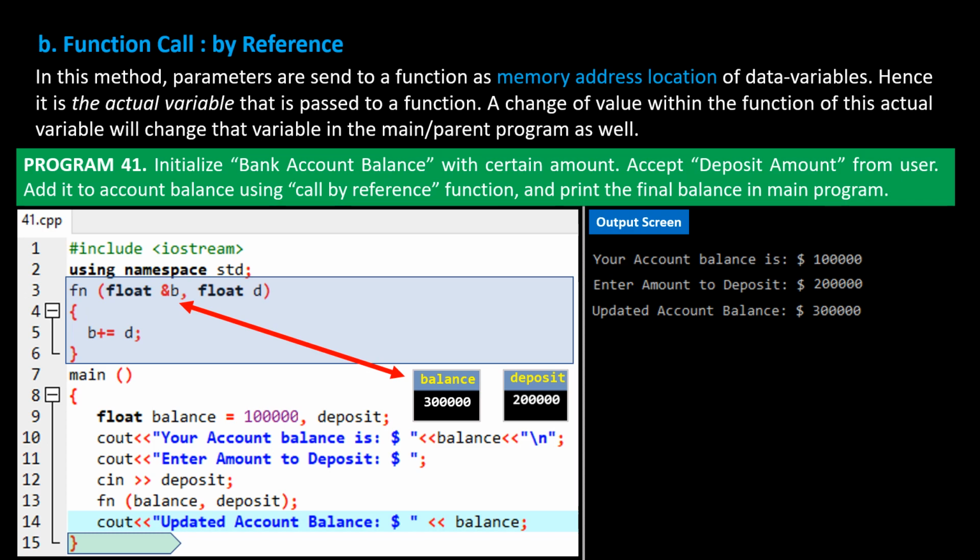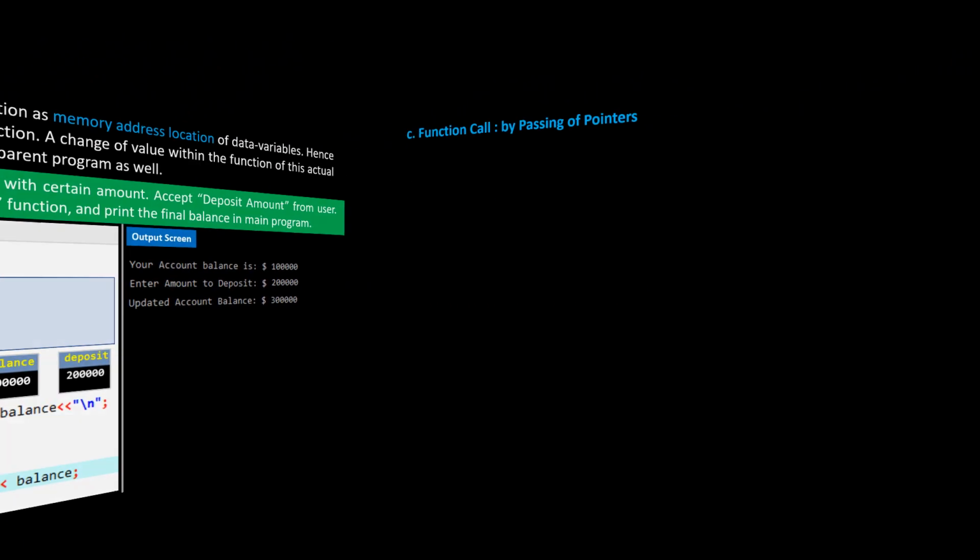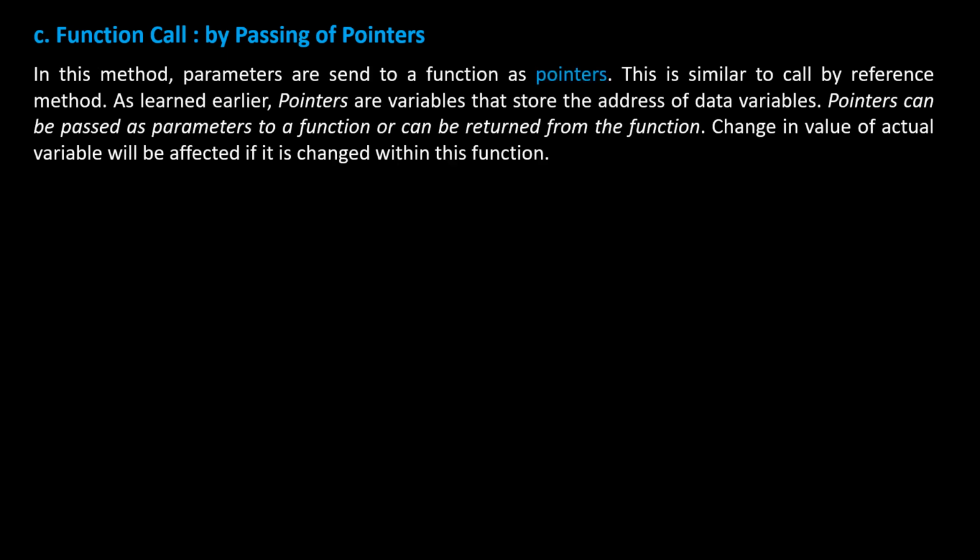We will next look into the function call by passing of pointers. In this method, parameters are sent to a function as pointers. This is similar to the call by reference method. As learned earlier, pointers are variables that store the address of data variables. Pointers can be passed as parameters to a function, or can be returned from the function. Change in value of the actual variable will be affected if it is changed within this function.